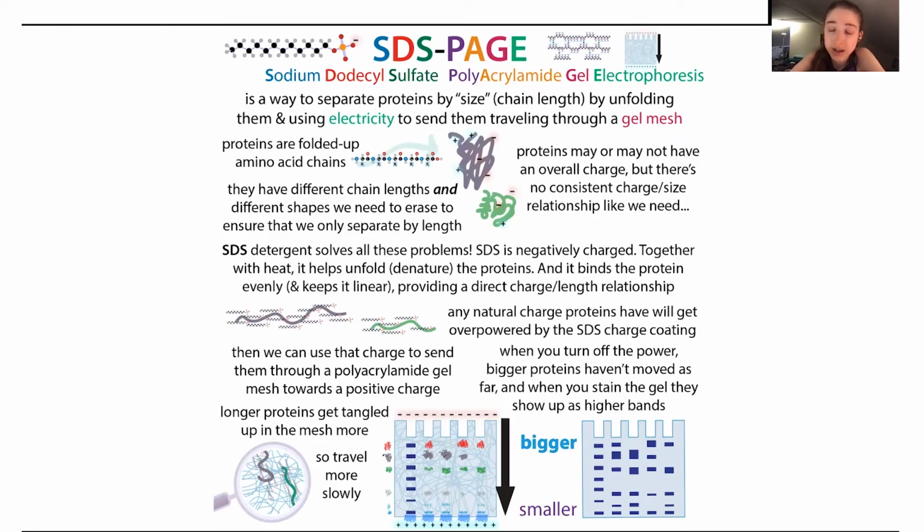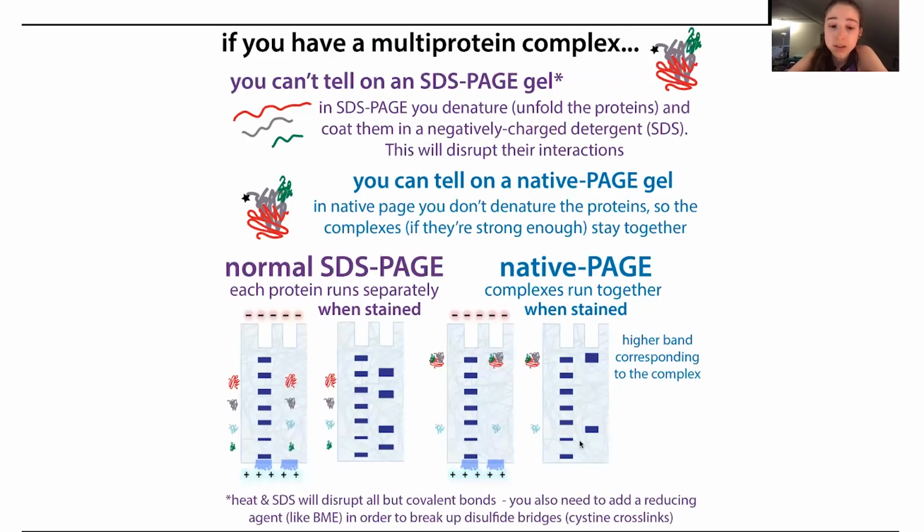Basically, you use a detergent called SDS along with heat to unfold or denature the protein and coat it in this detergent, which is going to give it a negative charge and keep it unfolded but soluble. But the heat and this detergent are not going to break up disulfide bridges. They're just going to unfold the protein. The SDS is going to disrupt all but the covalent bonds. So those cysteine crosslinks are covalent bonds. And so you're going to have to add a reducing agent like BME into your sample buffer, SDS buffer, in order to break up those crosslinks, or they'll stay together.